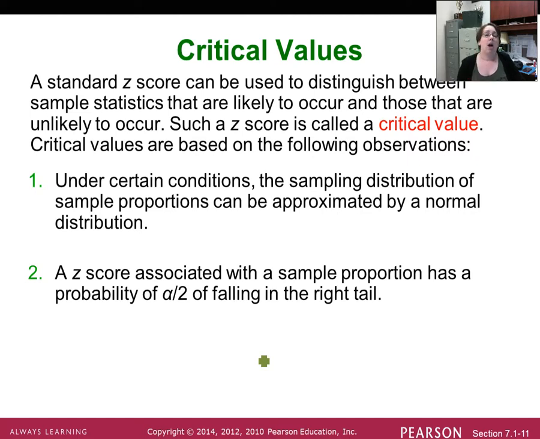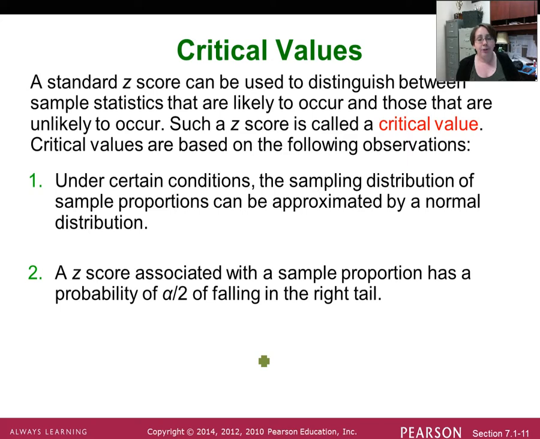Number 1, under certain conditions, the sampling distribution of sample proportions can be approximated by a normal distribution. Now, we have to have normal distribution in order to continue our problems. So we're going to talk about what's required, but we will have normal, otherwise we can't do anything.